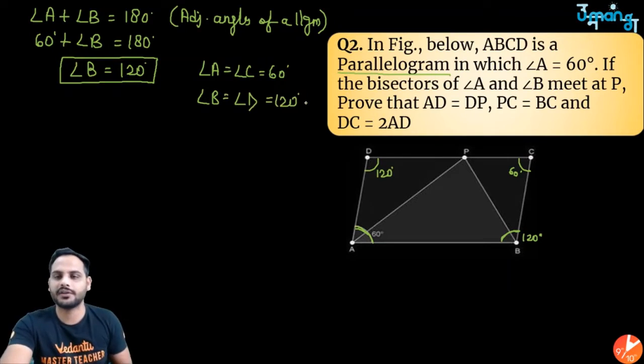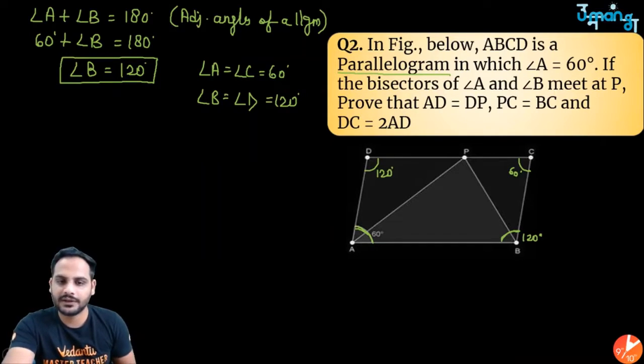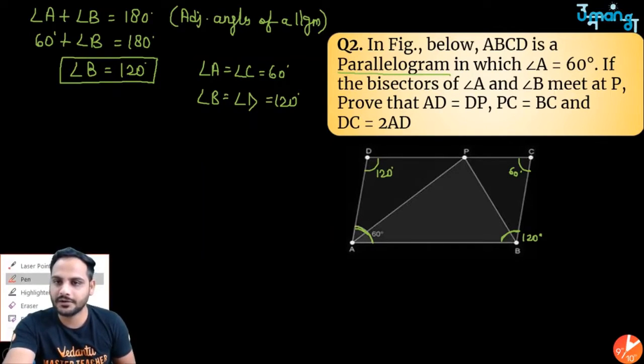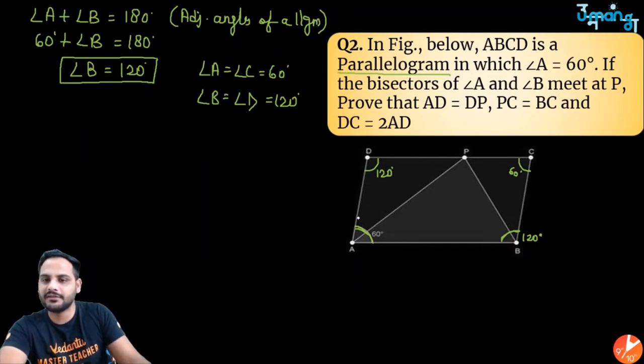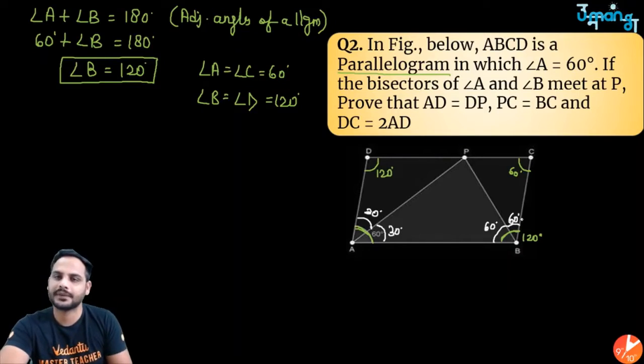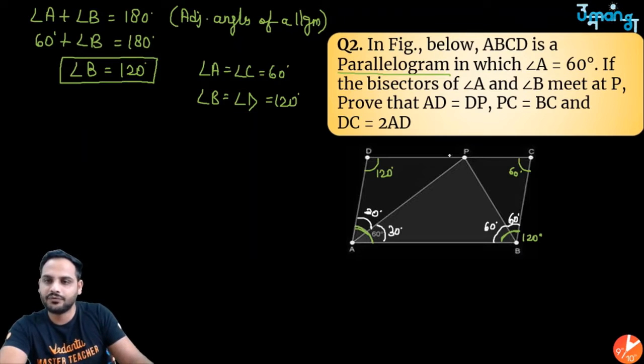Okay. What is the next part which I can get? One thing I know that AP and BP are the bisectors of angle A and angle B. They are bisectors. So this 60 degree will be divided in two equal parts. So this is 30 degree and this is also 30 degree. And 120 degree divided in two equal parts. This is 60 degree and this is also 60 degree. Correct? Beta, focus on this triangle.